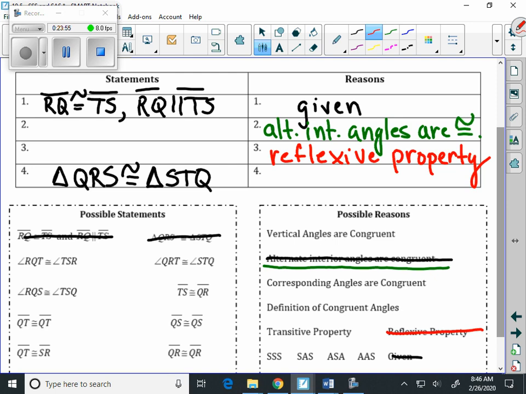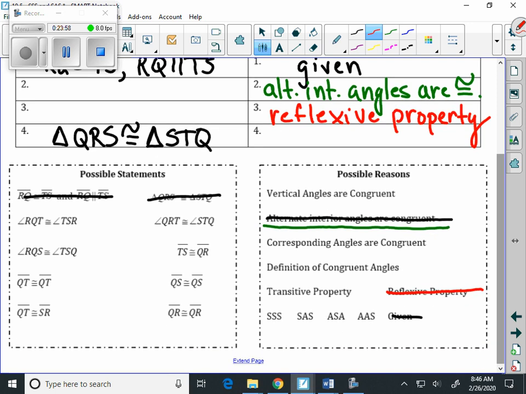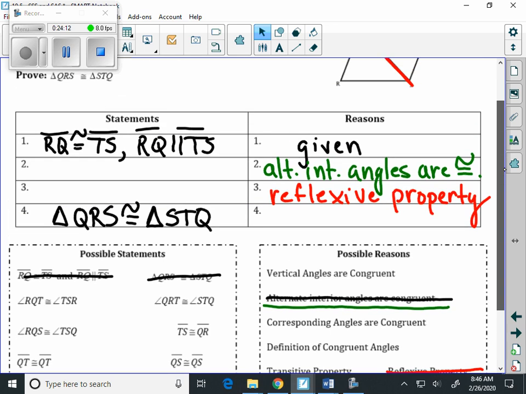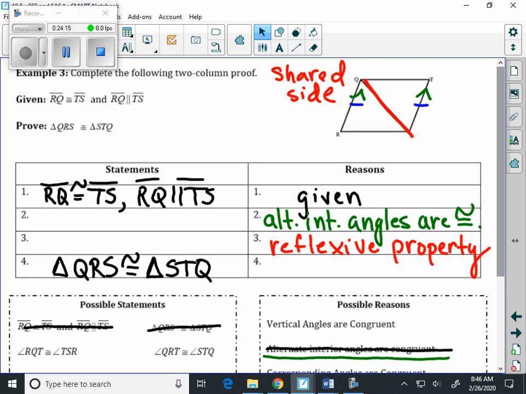We know that step 4 is really going to be either the first two at the bottom of the box, the side, side, side, or the side, angle, side. We'll be touching on angle, side, angle, and angle, angle, side in our next set of notes. But we have two choices there for 4. And now that we have these reasons in here, let's go back and fill in the rest.